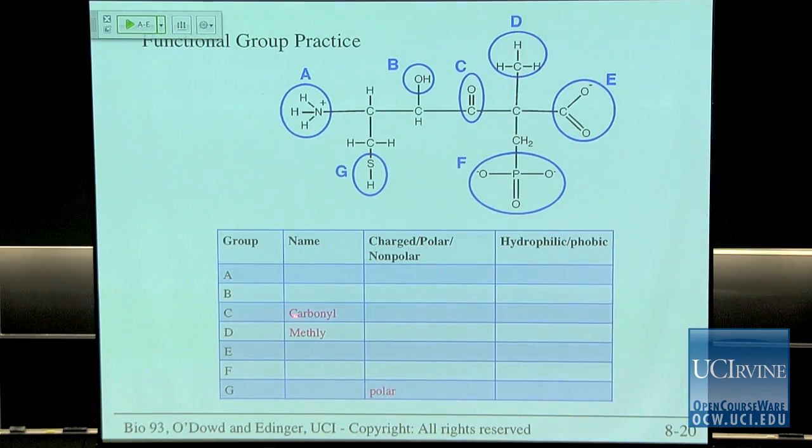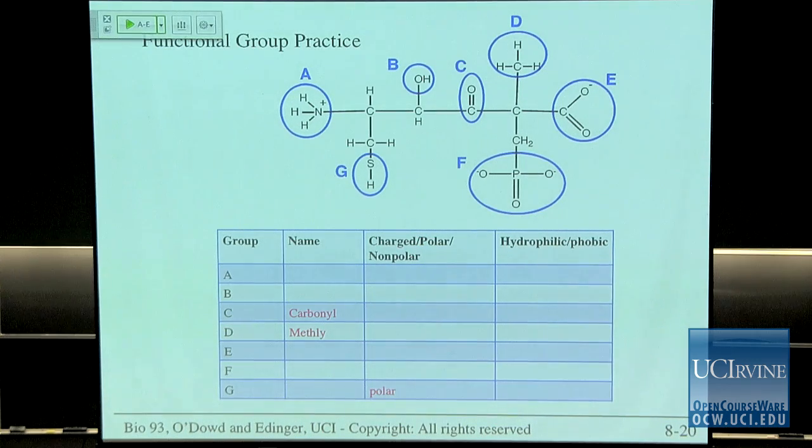Okay, C is a carbonyl group. Charged, polar, or nonpolar? Polar, that's exactly right, because it has oxygen that is hogging electrons but not actually taking them. Okay, phobic or philic? Philic, very good. It was pointed out to me in the first lecture that this is spelled incorrectly, and it is. This is a methyl group, so it's this carbon with 3 hydrogens. I didn't go over that in the previous 6 groups, but you do have to know what this group is called as well.